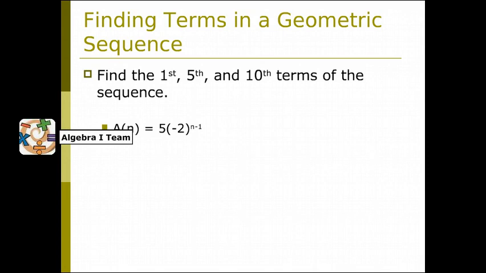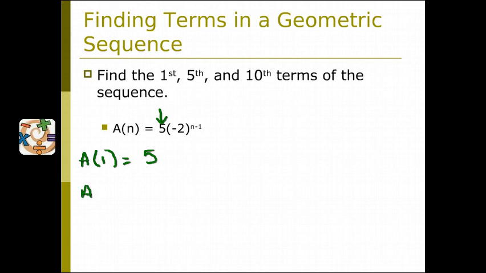We'll do one more example of finding specific terms within a geometric sequence. Again, we're looking for the first, fifth, and 10th term of the sequence. The first term, as mentioned before, is always this first number. So A of 1 equals 5. We don't even need to do that math. But we do need to do the fifth term in the sequence.